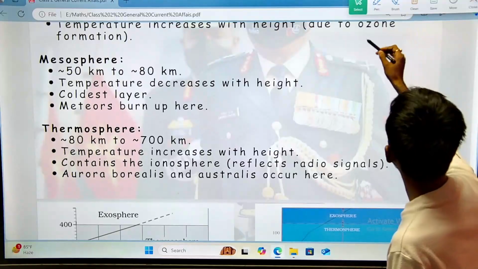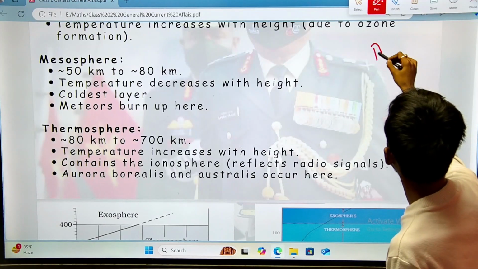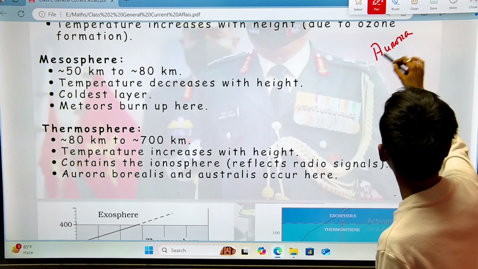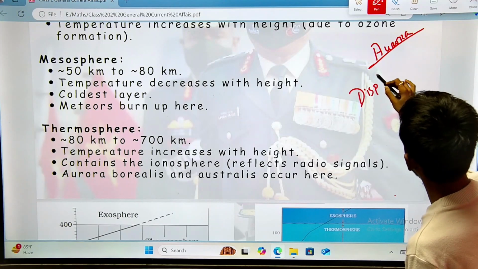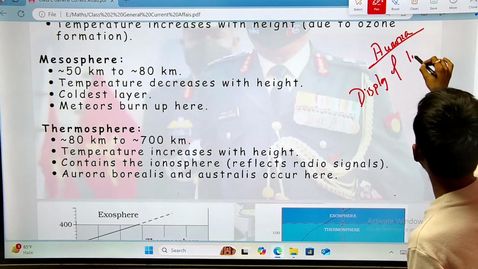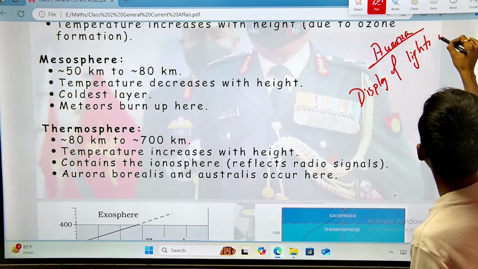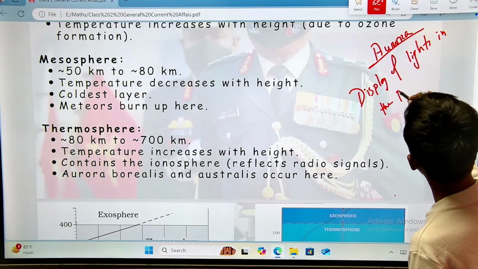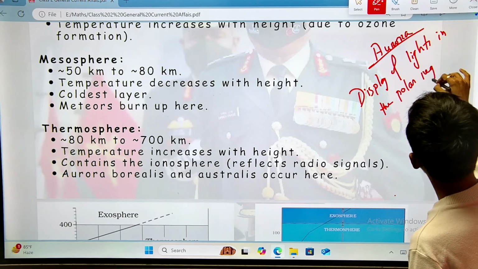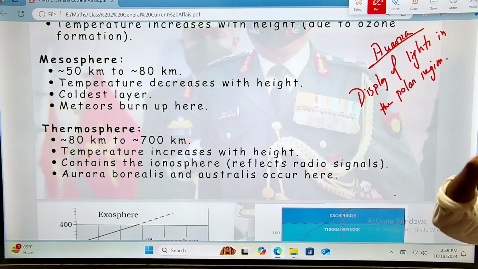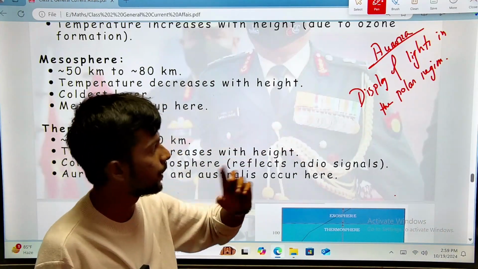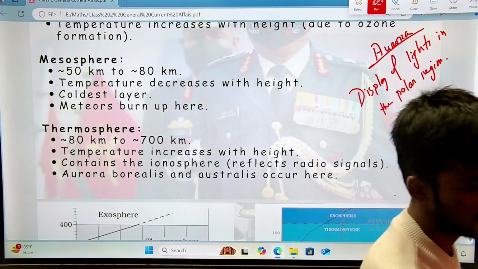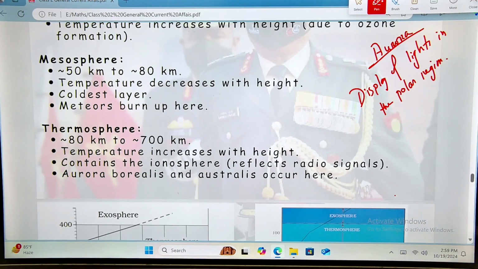Now see, aurora is basically the display of lights in the polar region. In the polar region, you can observe some display of lights. You can Google it also, and you can see different types of display of lights in the polar region. So this display of light is called aurora.